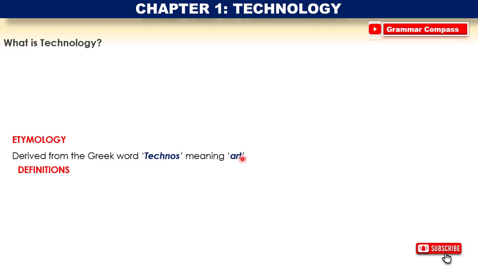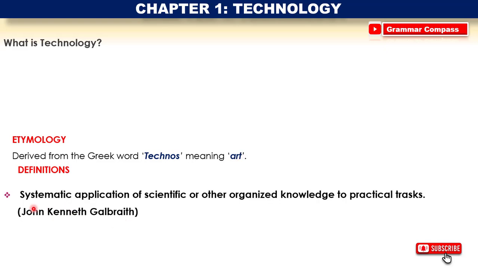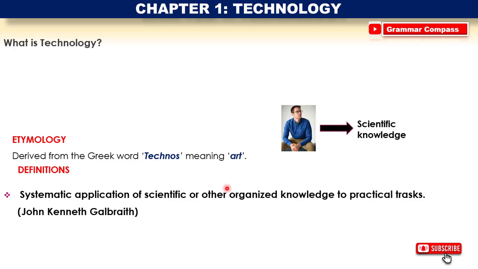This is how a famous thinker, John Kenneth Galbraith, defined technology. Galbraith defines technology as systematic application of scientific or other organized knowledge to practical tasks. This means that technology is the planned use of what we know, and what we know is what he refers to as scientific knowledge. So if you apply scientific knowledge to practical tasks, that is, to fix or improve the things that we deal with every day, that is technology, according to Galbraith.